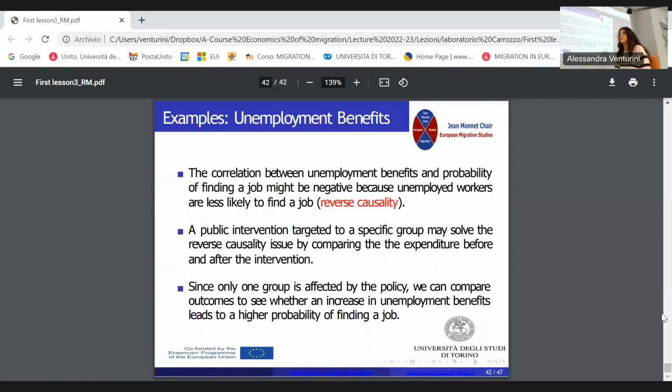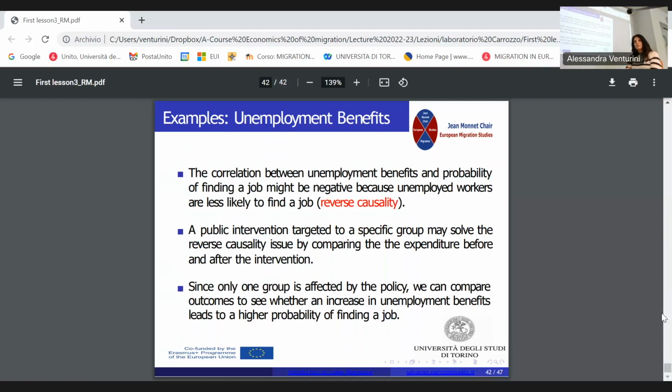And especially it's very difficult because many other policies take place. So it's very difficult to understand if the unemployment benefits are increasing the possibility of finding a job, because with unemployment benefits, probably people are put in contact with institutions which inform them about the job available.